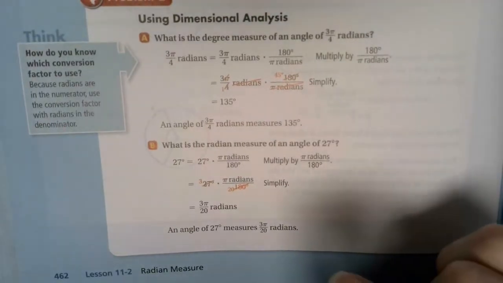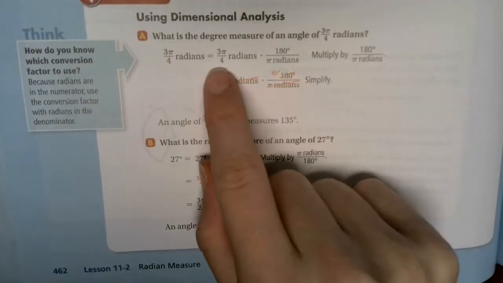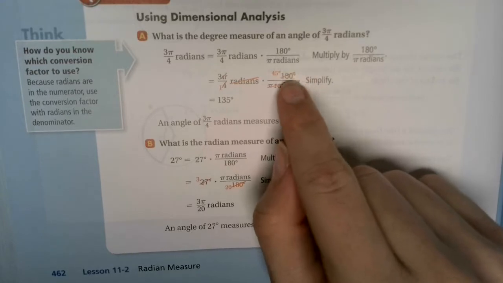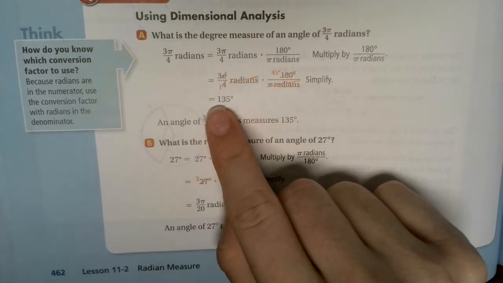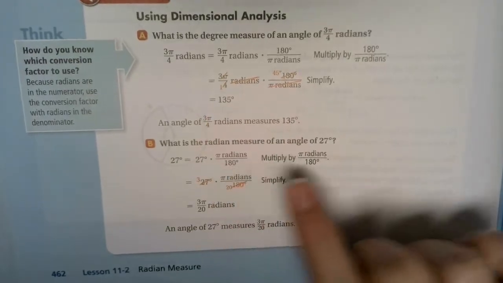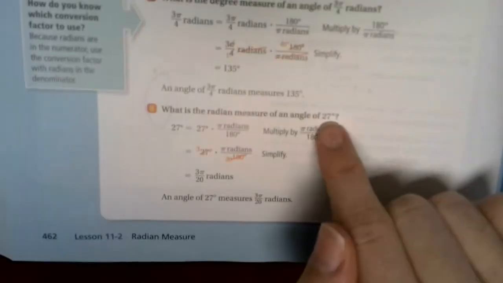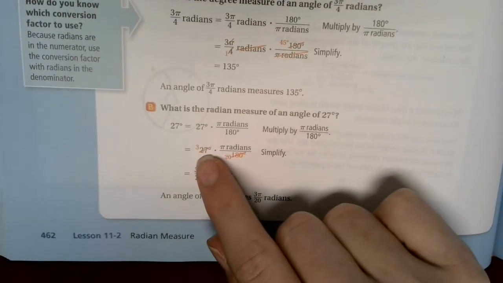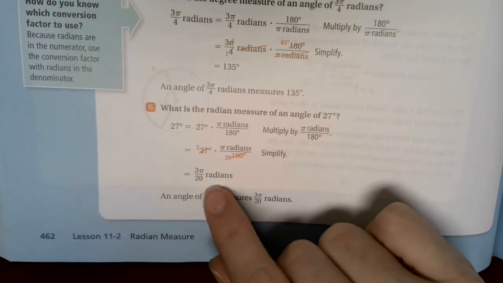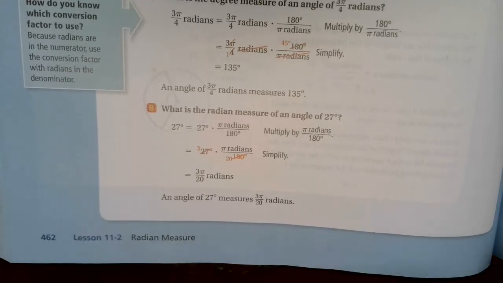Now, converting between radians and degrees, I already said, we multiply by 180 over pi, the pi's cancel out, we divide and reduce, and we get 135 degrees. Well, what if we have 27 degrees? Multiply by pi over 180, we reduce, and we get 3 pi over 20 radians.